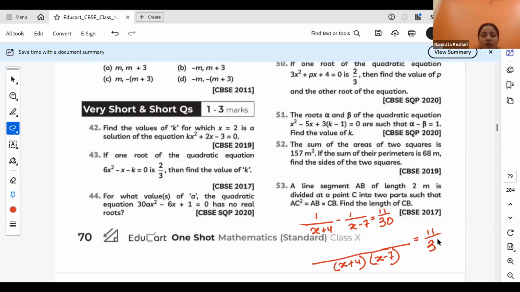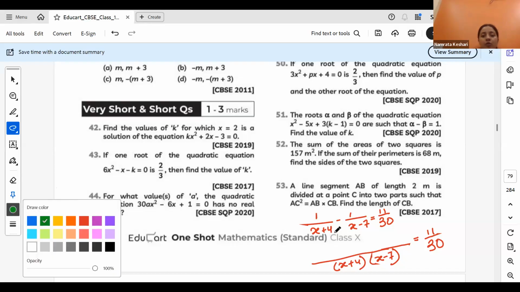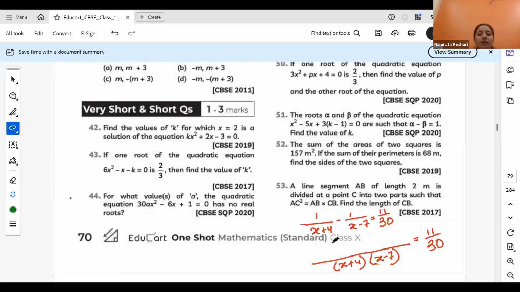Yes, ma'am. Okay, now we compare the previous denominator with the present denominator. Previously the first denominator was x plus 4 and currently the denominator is x plus 4 multiplied with x minus 7. So what is extra? x minus 7. That we need to multiply in the numerator as well. Is it making sense?